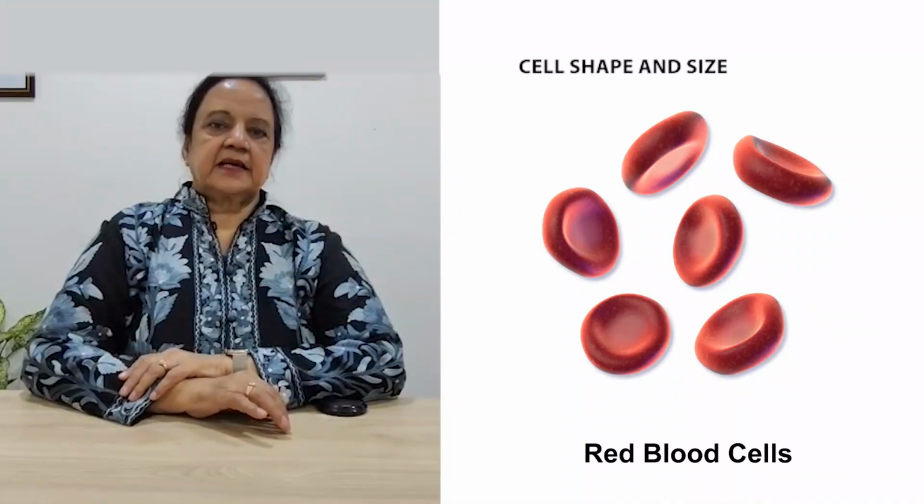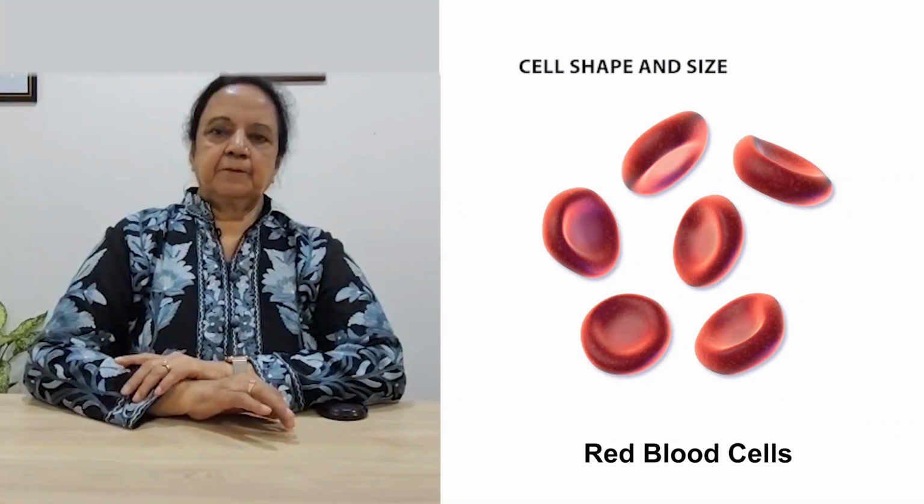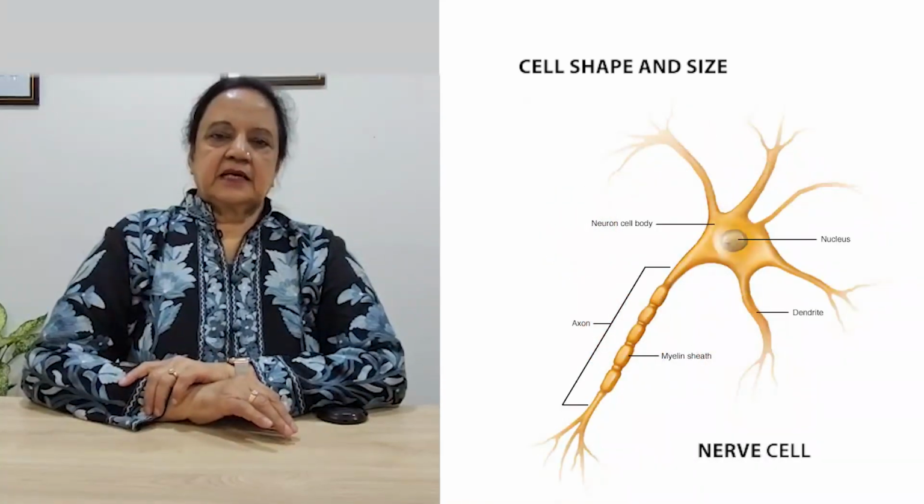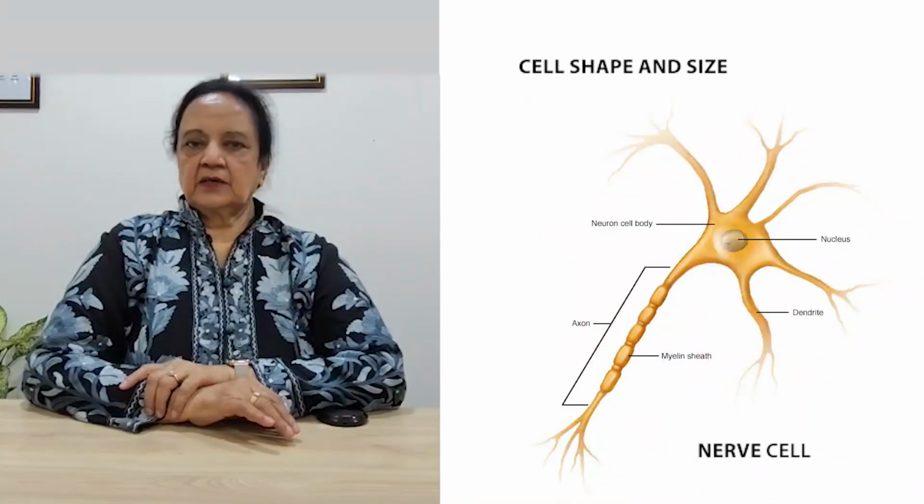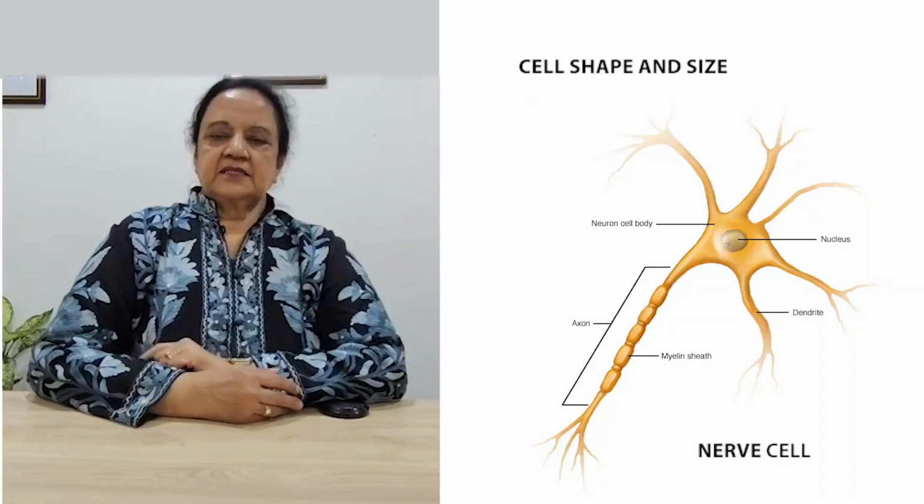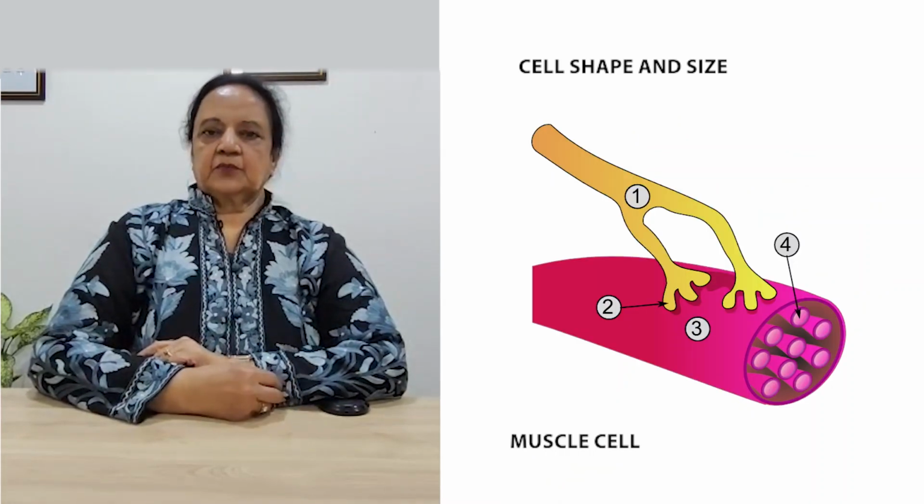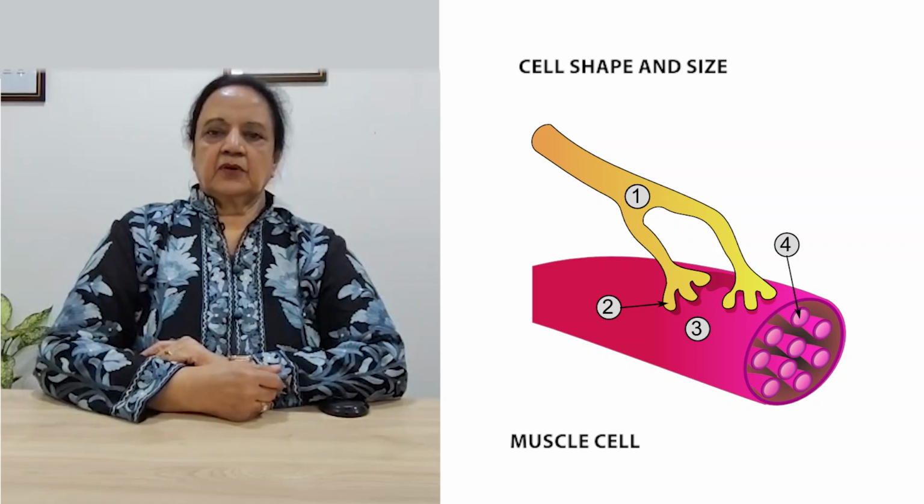The size and shape of a cell depend upon the function that it performs. Red blood cells are round, nerve cells are long and branched, and muscle cells are elongated. The cell size also depends upon the function and the type of organism.